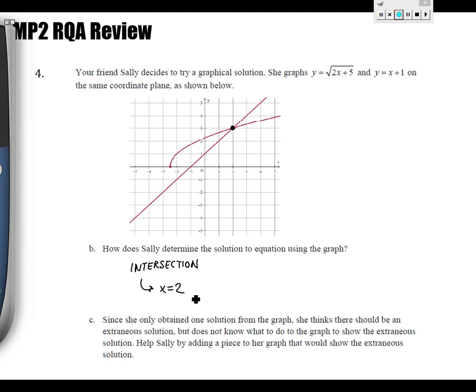Please say more about the thing we just talked about. You write something about that. Since they only obtain one solution for the graph, she thinks there should be an extraneous solution, but doesn't know how to show it. There are a couple ways you could show how to get the extraneous solution, but the bottom line is that that's the only intersection, and any other claimed solution that you might have is not a solution, right? I mean, that's the bottom line. It's the only place this intersects.